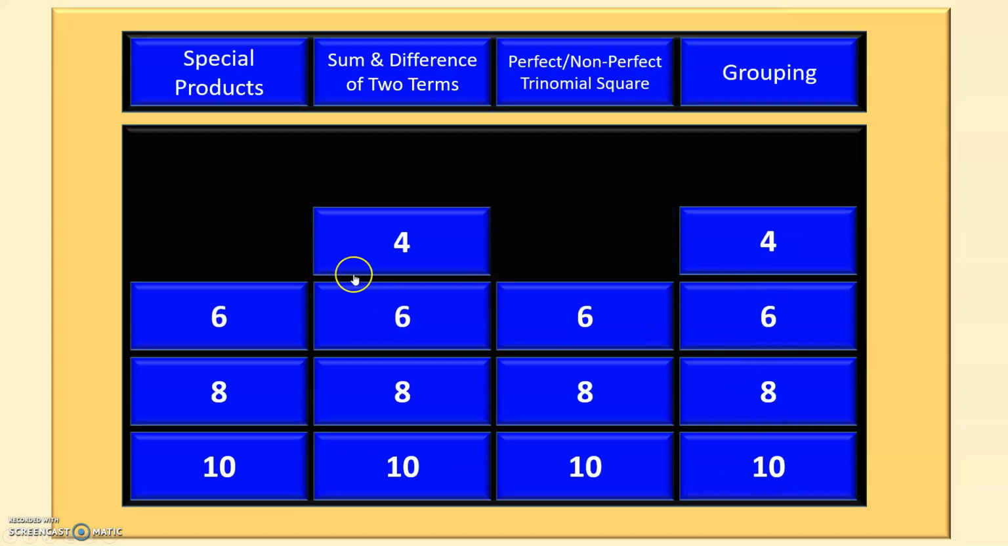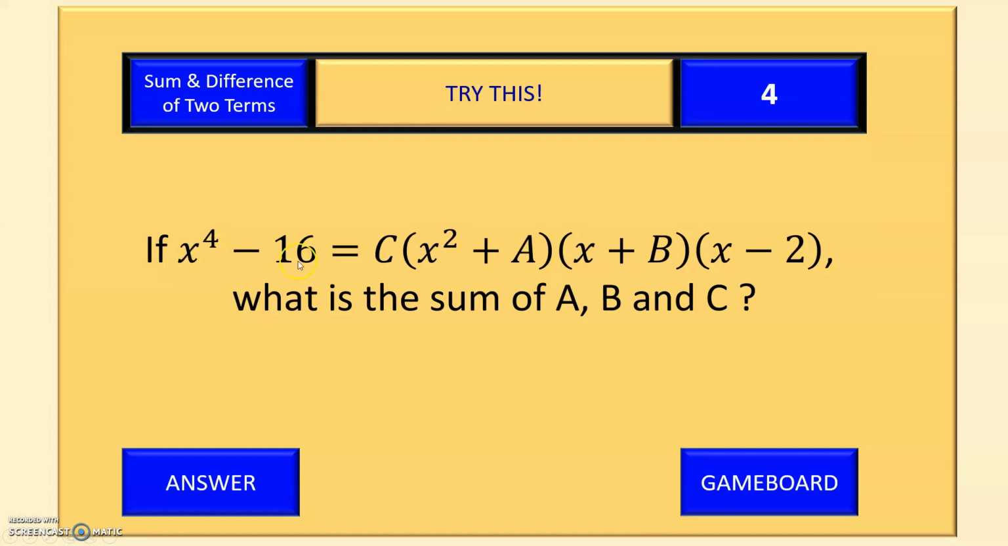Okay. Next, let's have sum and difference of two terms for 4 points. If x to the 4th minus 16 equals (c times x squared plus a) times (x plus b) times (x minus 2). Again, what's the sum of a, b, and c? Well, it's quite obvious here. You have to expand x to the 4th minus 16.